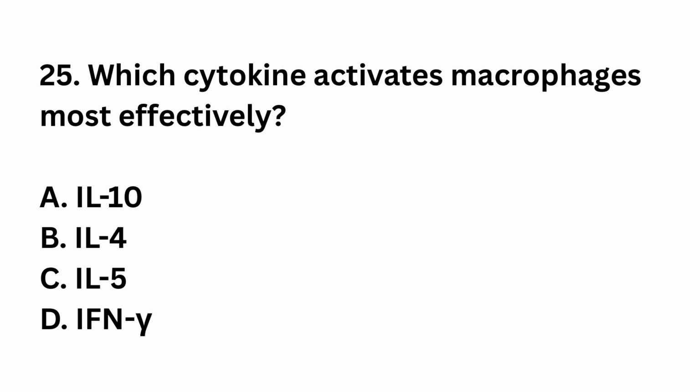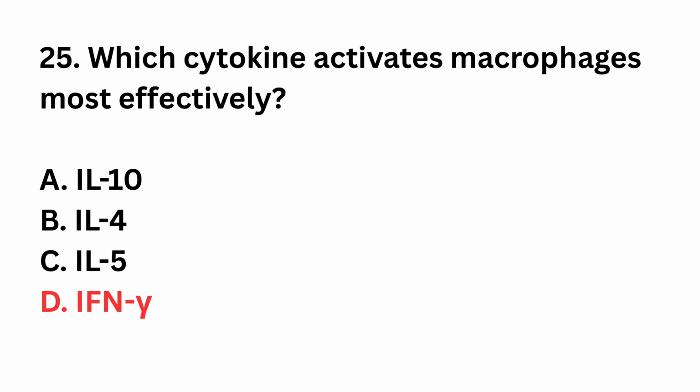Question number 25. Which cytokine activates macrophages most effectively? Interleukin 10, interleukin 4, interleukin 5, interferon gamma. The right answer is option D, interferon gamma. It enhances killing ability of macrophages. It is key in cell-mediated immunity.